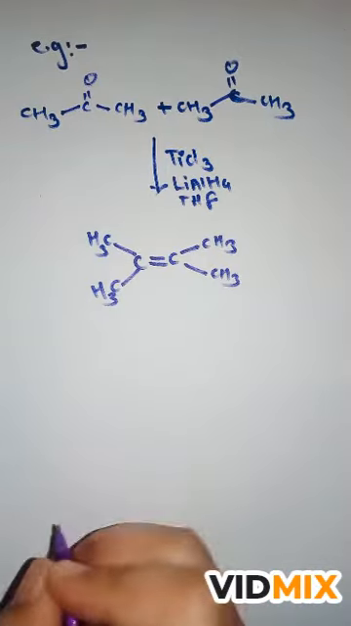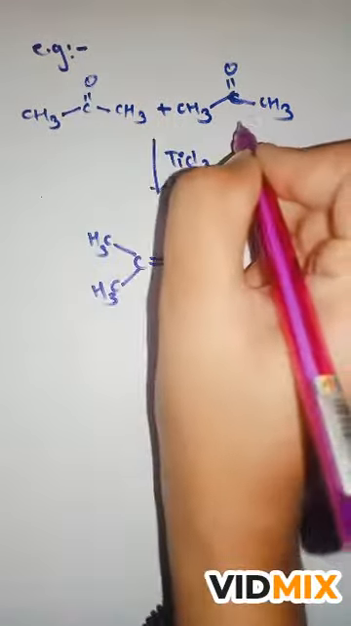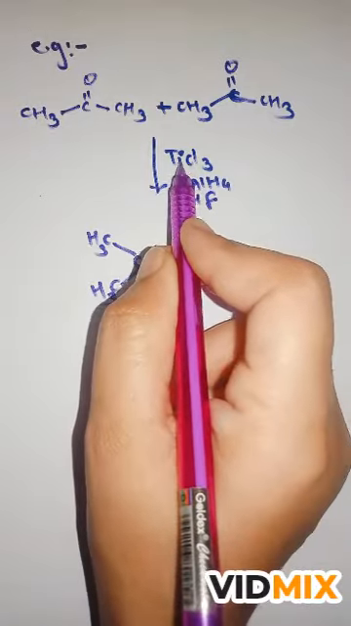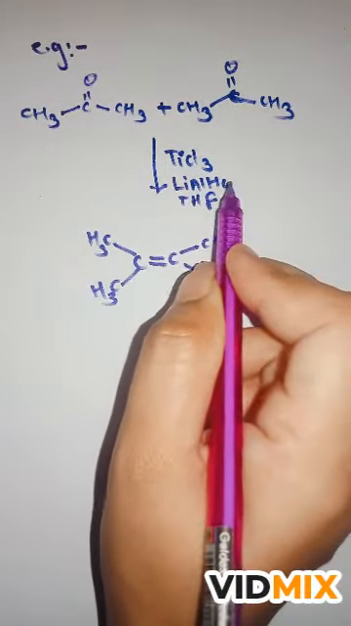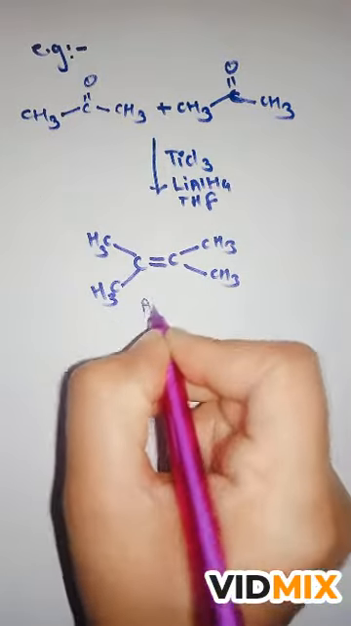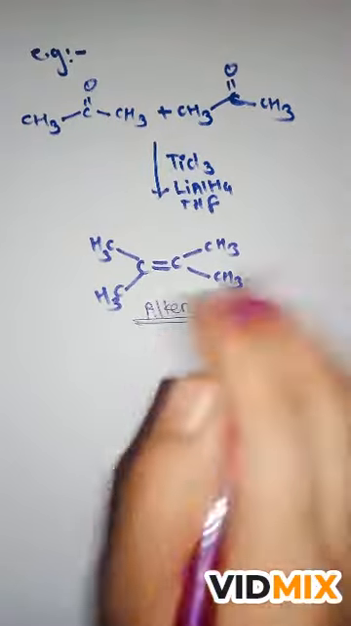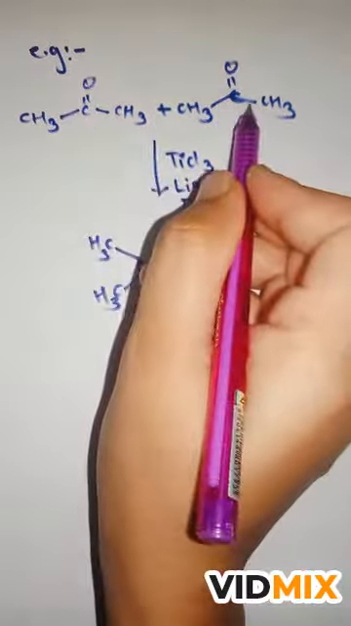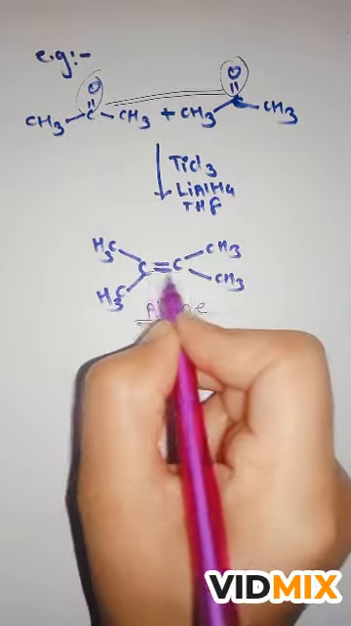This is the general example of the McMurry coupling reaction. Here are 2 moles of the ketones and we are using the titanium chloride. The reducing agent is LiAlH4, lithium aluminum hydride, in THF, and our product, as we discussed, is alkene. We just have to add these two, make a double bond between these two carbons, and remove the double bond O and make this alkene.